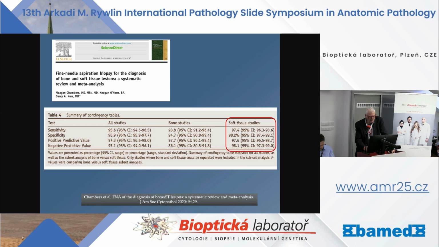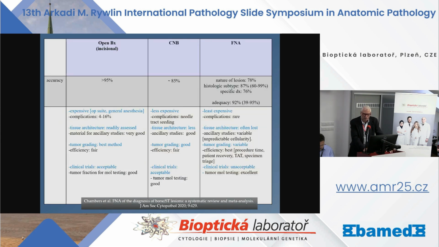If I go back one, if you look just at the last column under FNA, it is the least expensive technique among the three. Complications are virtually none. Tissue architecture, which histopathologists use on a regular basis, is often lost. The spatial relationships that we use in H&E paraffin-embedded histopathology often are missing or only partially present.